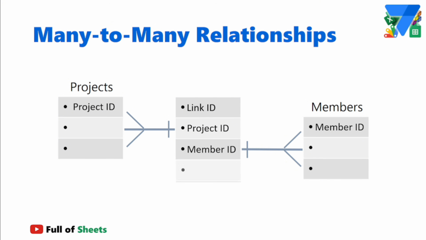Then, of course, we can just add additional columns as we please. In fact, maybe we can actually even use this link table as our tasks table and assign it a task ID, so that a project can have multiple tasks and each task can be assigned to a member. Make sense? So let's implement that.